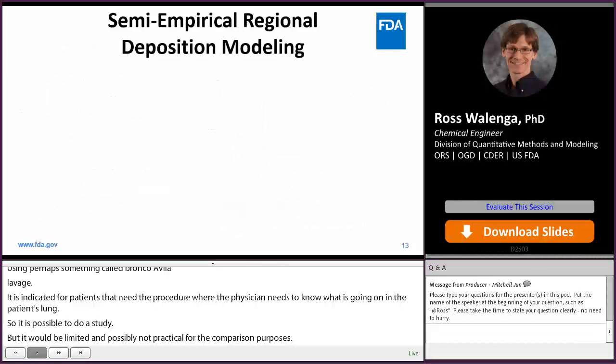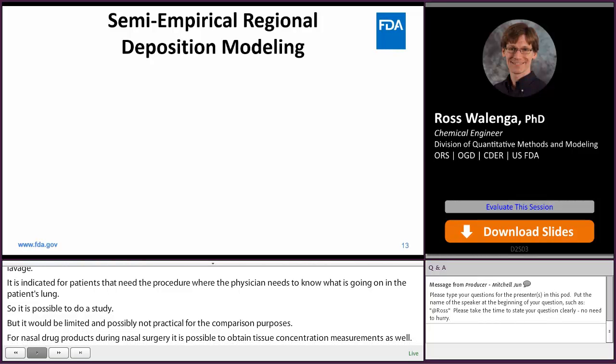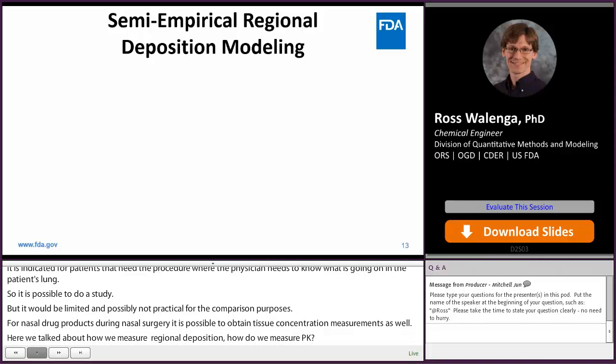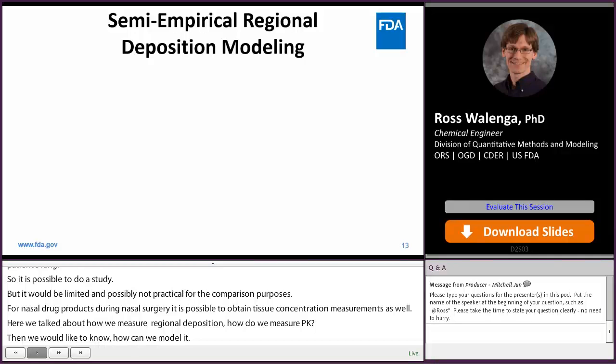Okay, so we've talked about how we measure regional deposition, how we measure PK, but then we'd like to know how we can model it, because with a model we can potentially tie together our alternative BE approach, because maybe we've got several in vitro and in vivo studies. We want to show that these studies are indicating that our local tissue PK is the same.